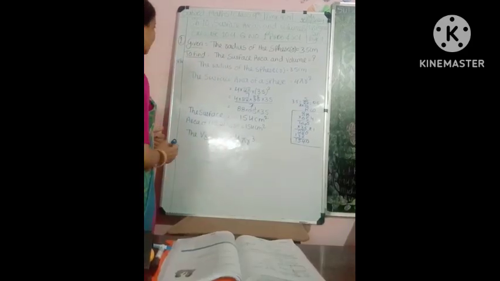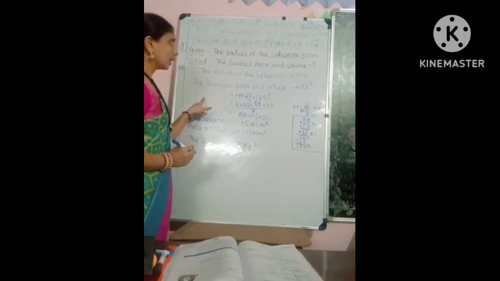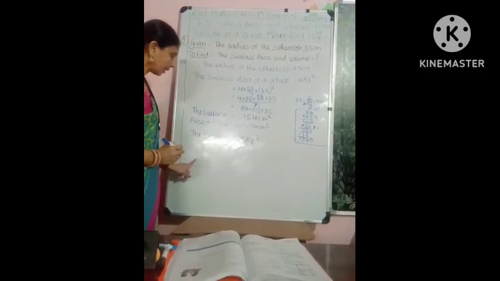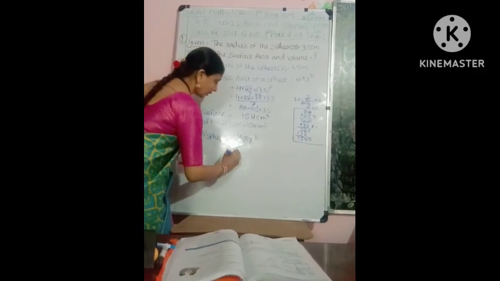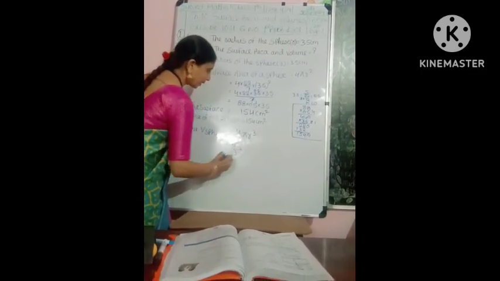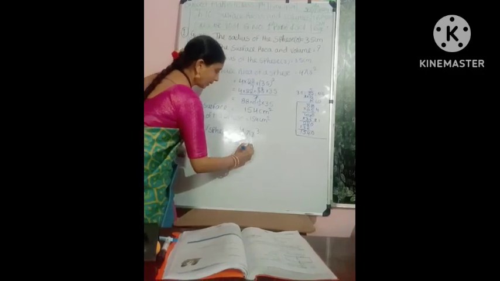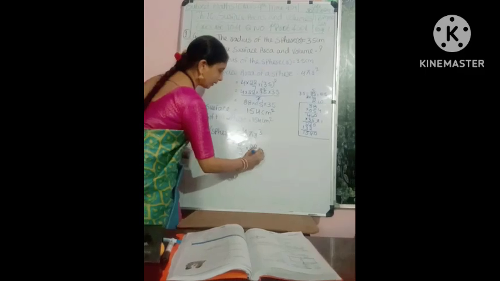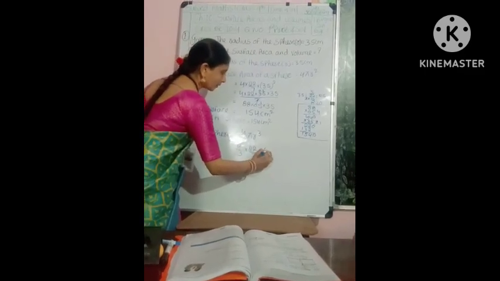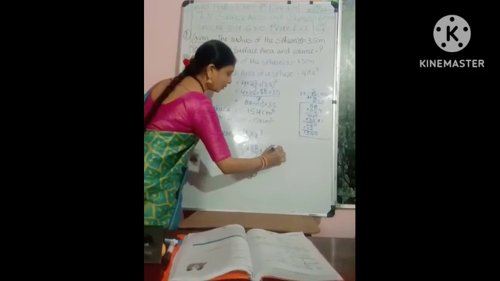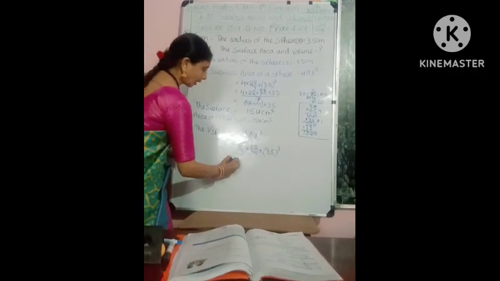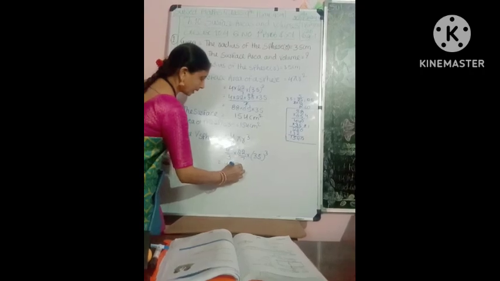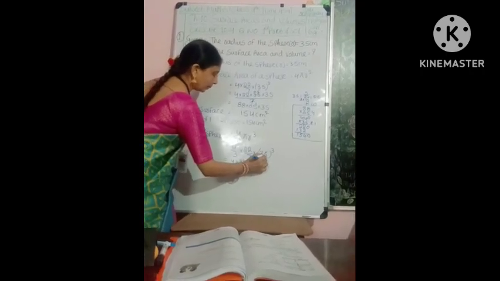The R value is already given in the problem, so substituting the R value in the above formula, we get the volume. Pi value we know is 22 by 7. What's the R value? 3.5 whole cube. So 4 by 3 into 22 by 7 into 3.5 whole cube.